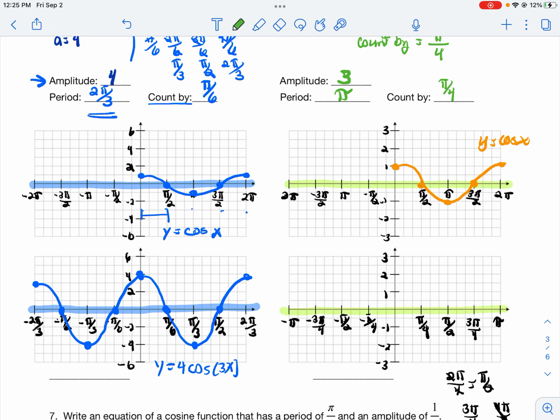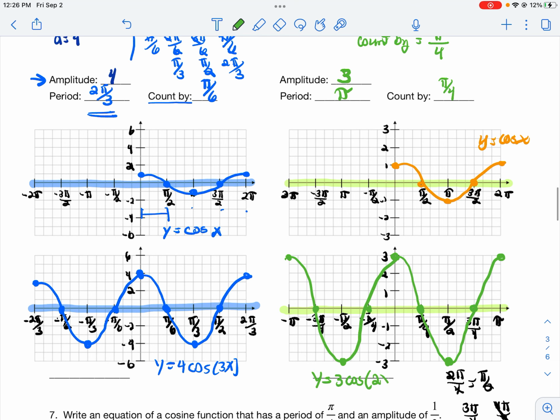And so I'm going to start above the midline by the amplitude, so 3 above the midline, on the midline, below the midline, on the midline, above the midline. So there is one period of this cosine graph. Now do the other one. I'm above, so on, below, on, above the midline. And this is the graph of y equals 3 cosine of 2x.